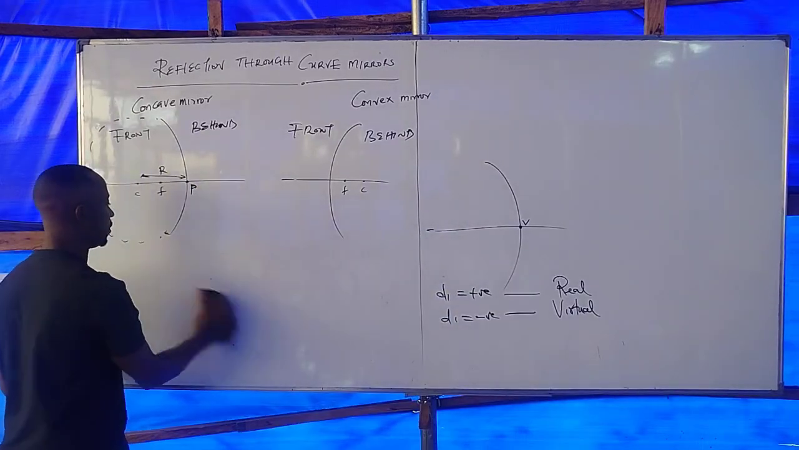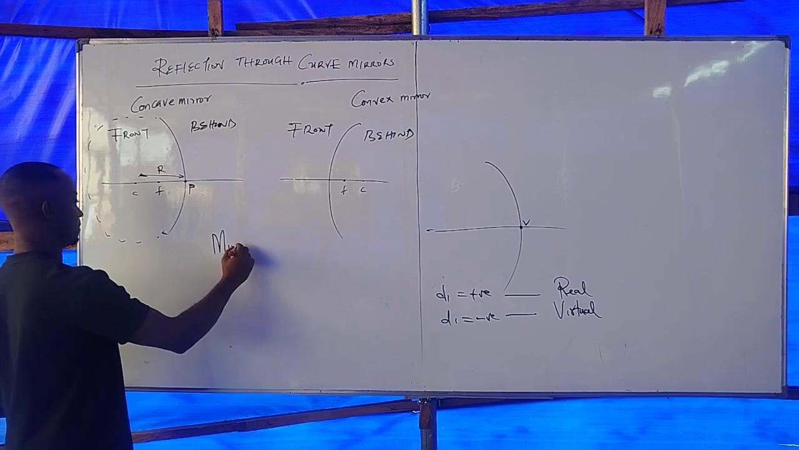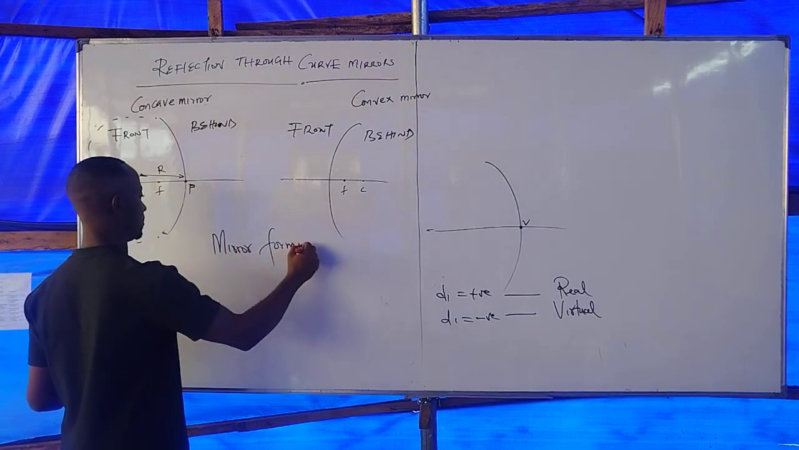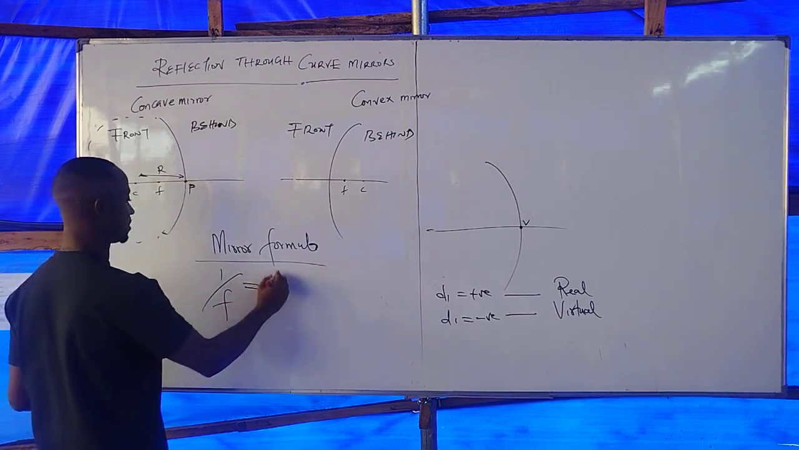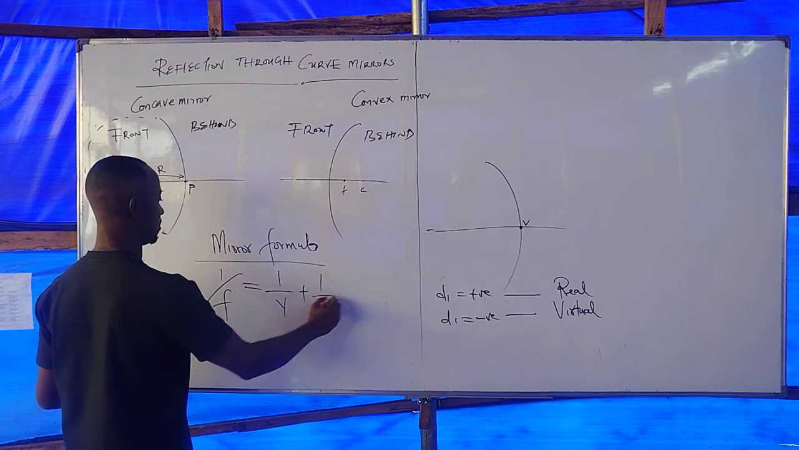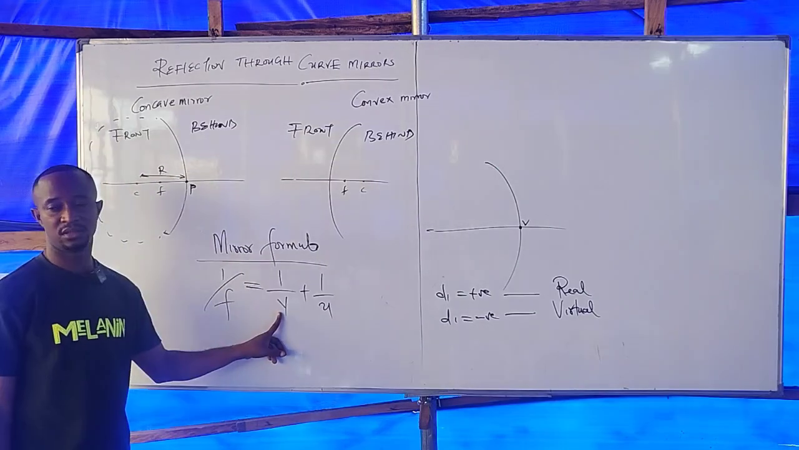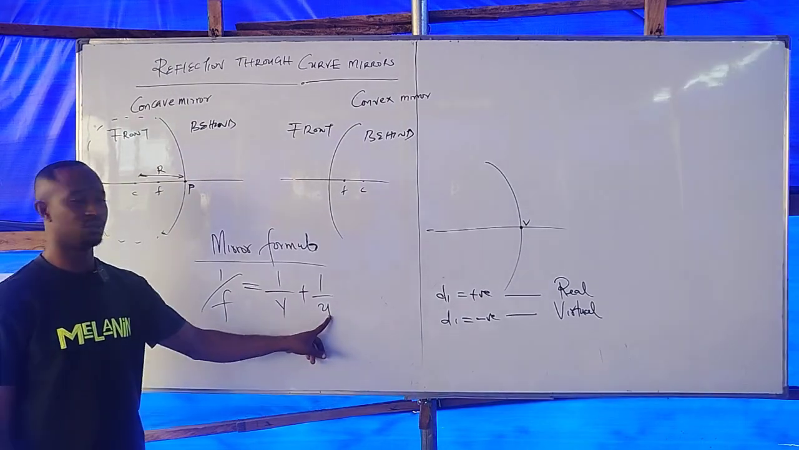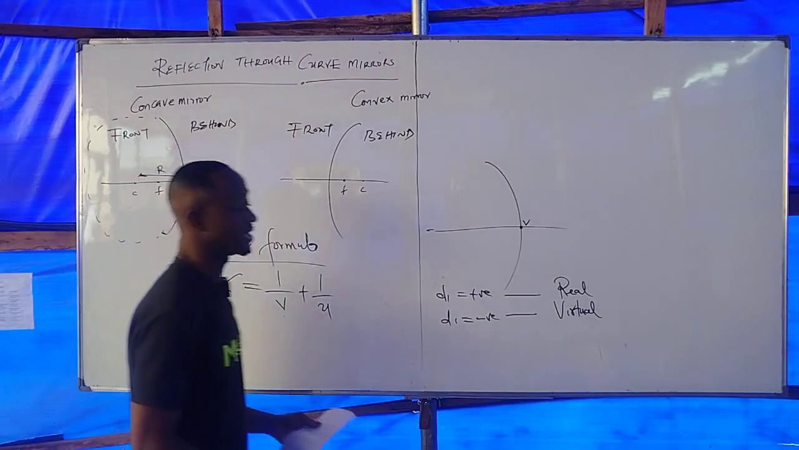We have what we call the mirror formula. The mirror formula is simply 1 over F equals 1 over V plus 1 over U, where V represents the image distance and U is the object distance.